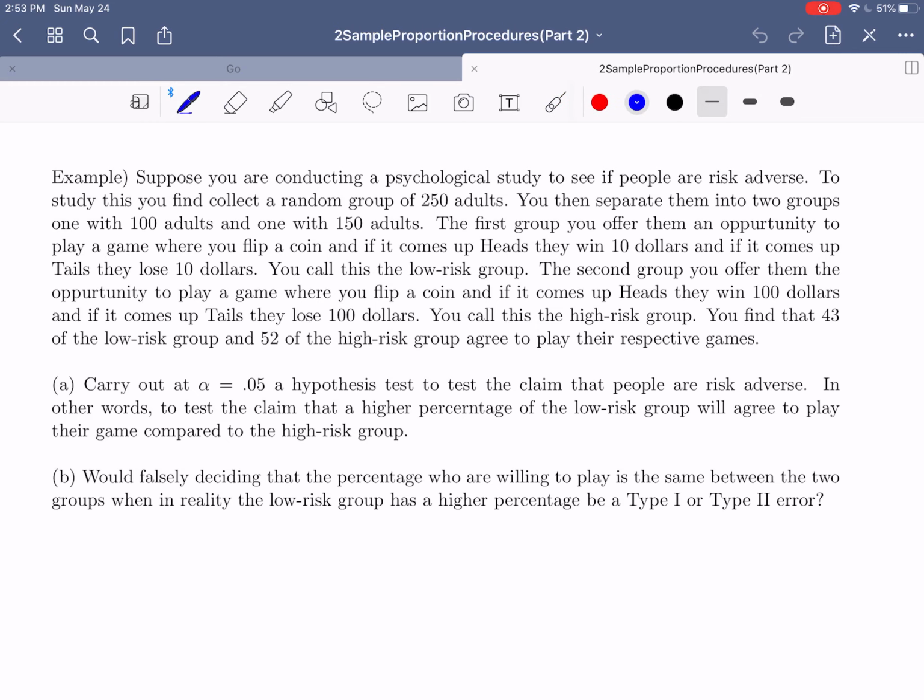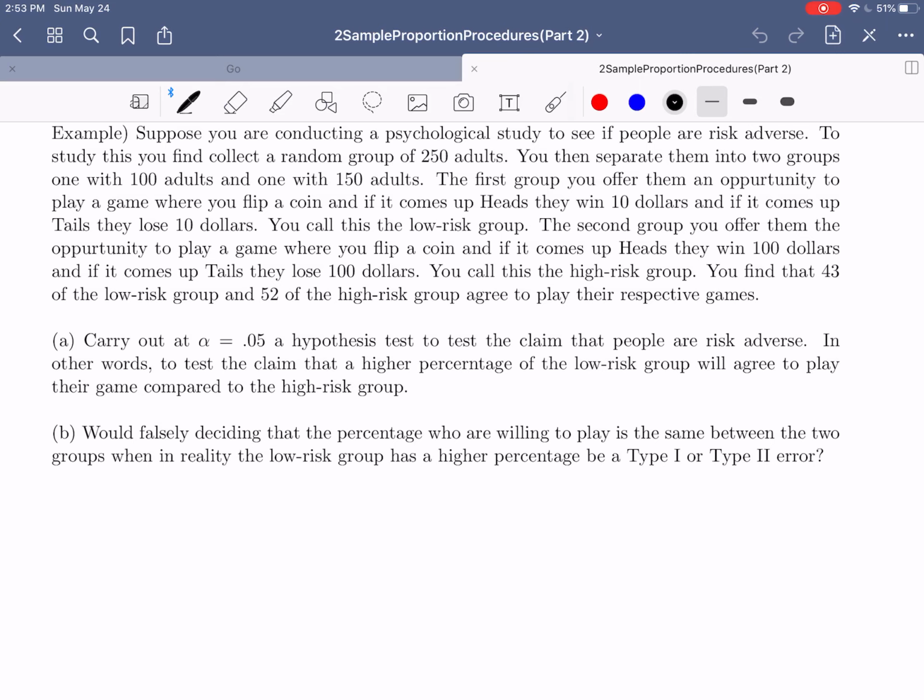So let's start off by identifying what type of hypothesis test this is going to be. We can see right here in the description of the claim that we're talking about a percentage. That tells us we're working with either the one sample proportion or the two sample proportion.